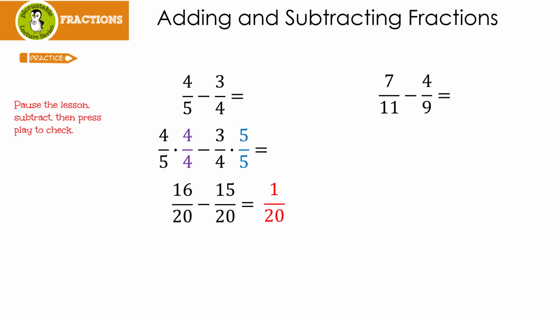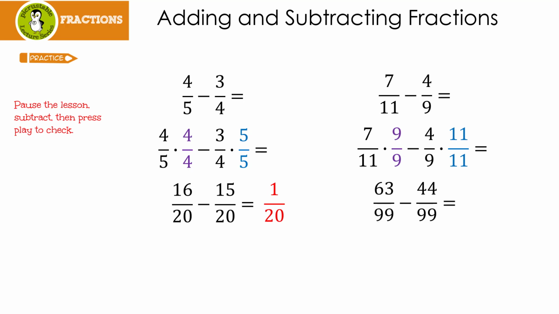Let's look at the second one. Once again, I'm going to multiply by each other's denominator. I have 7 over 11 times 9 over 9 minus 4/9 times 11 over 11. When I multiply, I get 63 over 99 minus 44 over 99. And we have a common denominator. How cool is that? Since we're subtracting, we're going to subtract the top, or the numerators. 63 minus 44 is 19, and we keep the same denominator of 99. 19 over 99 does not reduce, so that's my answer.